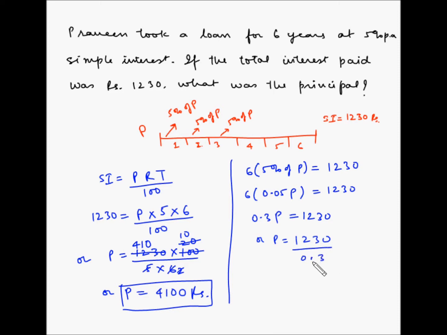So let's remove this decimal and add a 0 here. Now we know that this number is divisible by 3 because 3 plus 2 is 5 plus 1 is 6 and 6 is divisible by 3. So 3 4s are 12, 3 1s are 3 and then 2 zeros. So P is equal to 4100 rupees.